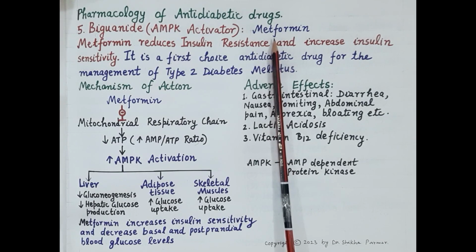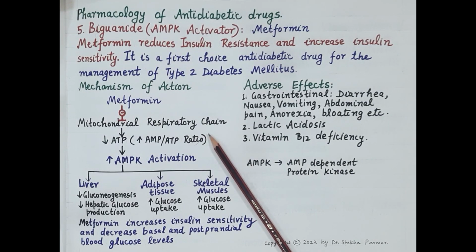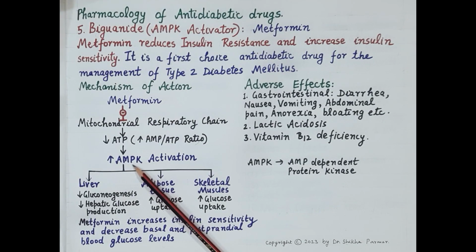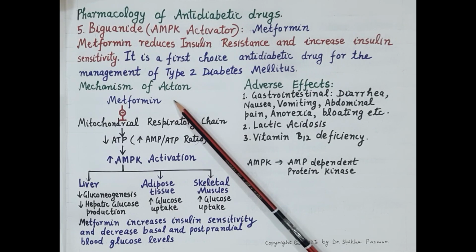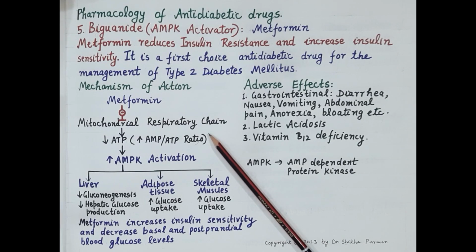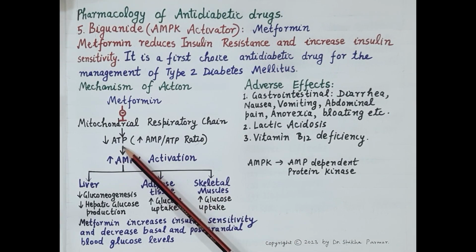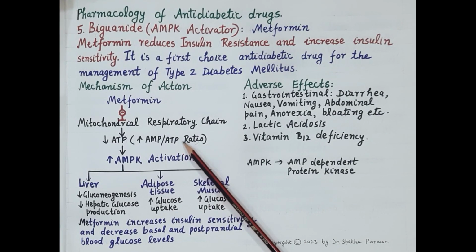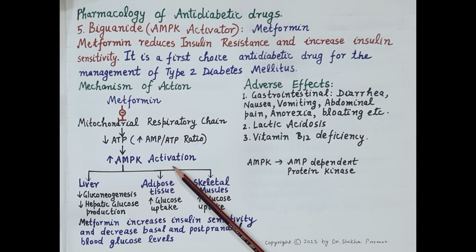Now, let's first discuss mechanism of action of metformin. Now, metformin activates AMP-dependent protein kinase, in short AMPK. Now, AMPK activation by metformin increases insulin sensitivity. Now, metformin inhibits mitochondrial respiratory chain of a cell. Now, this reduces synthesis of ATP, thereby increasing AMP-ATP ratio, and this causes activation of AMPK.